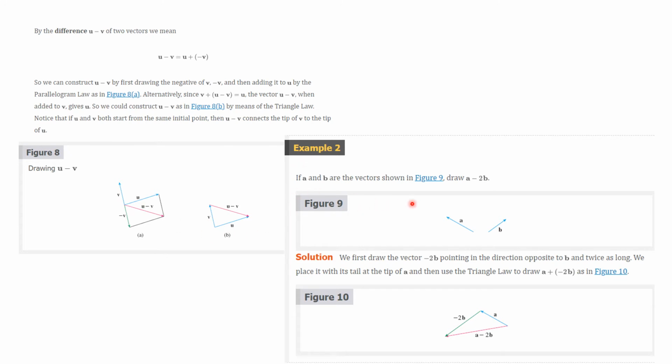And here we're supposed to draw a minus 2b, so here's a and here's b. So the first thing we want to do is, here is a, but we're subtracting off 2b, so we go in the direction of b, but twice in the opposite direction, and then we connect the tail with the head again.